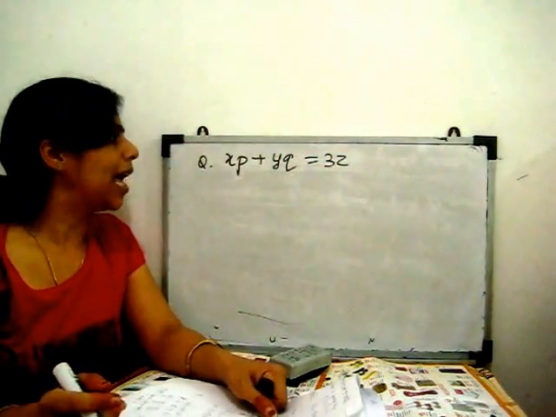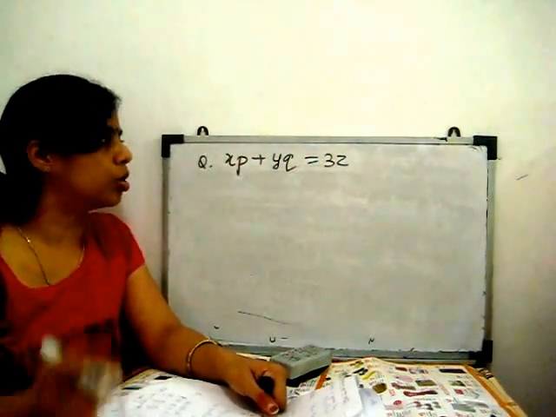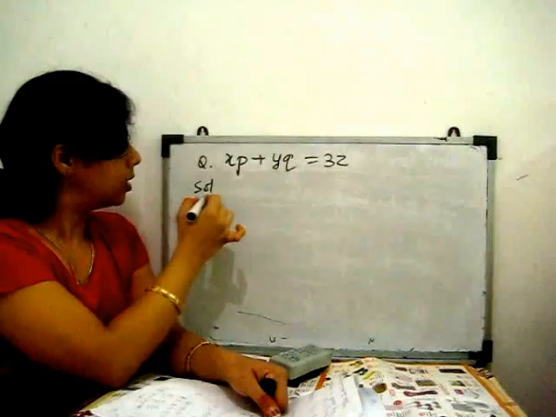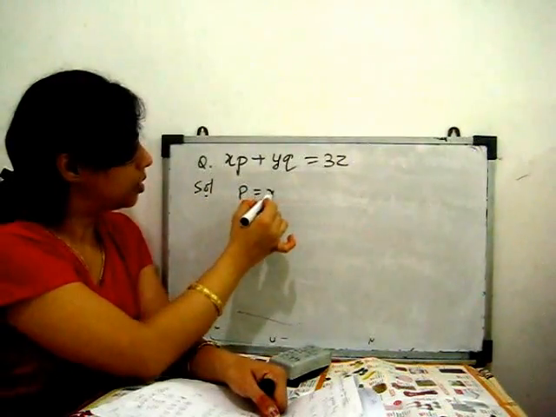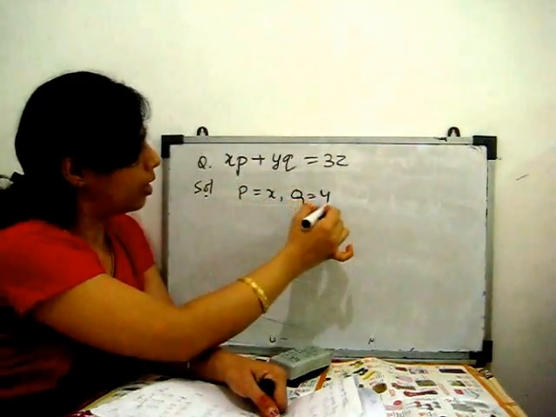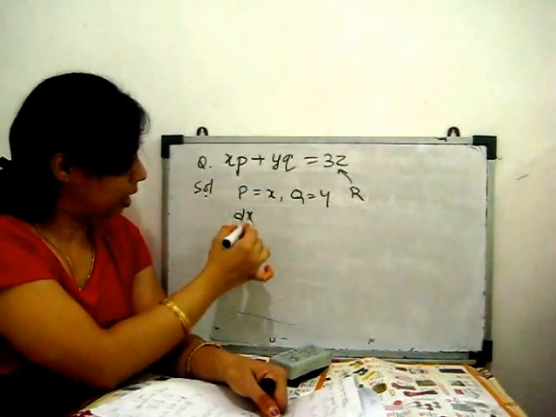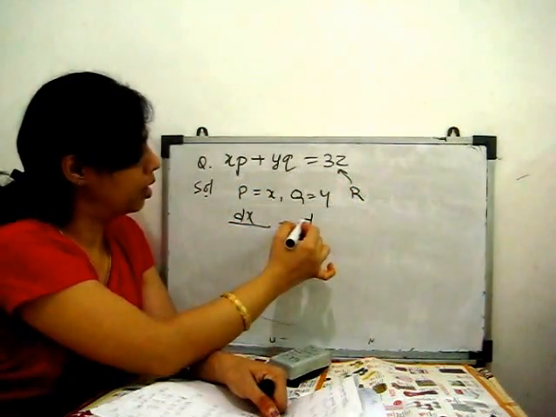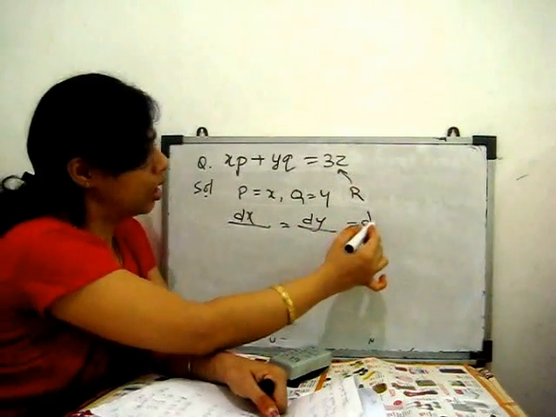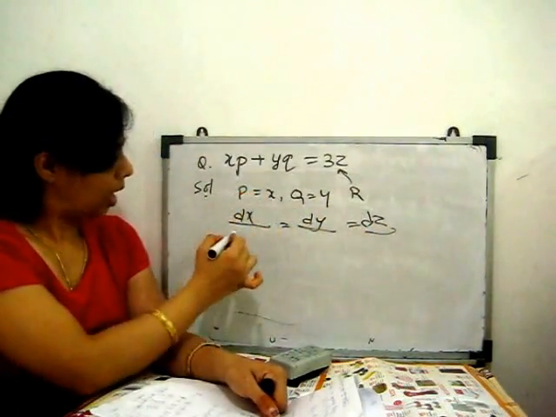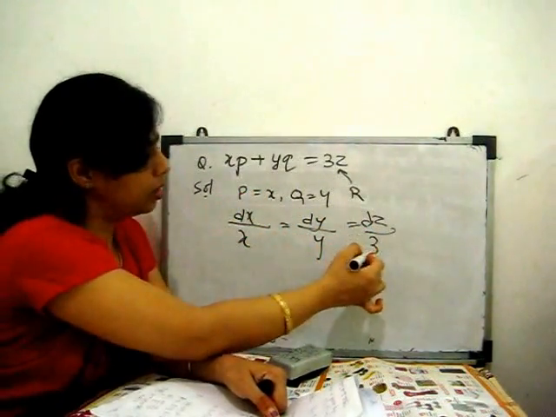Very simple equation: xp + yq = 3z. Here we can say our capital P is x, capital Q is y and capital R is 3z. So what is Lagrange's method? Say dx/P = dy/Q = dz/R, so dx/x = dy/y = dz/3z.